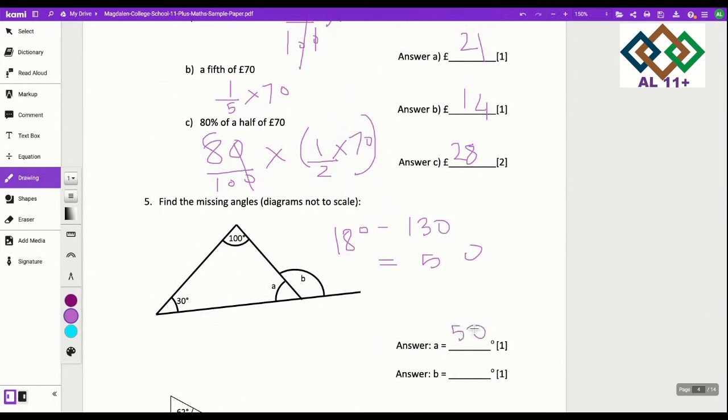You also have to find what is B. Again, B would be 180 minus 50 because you guys have found that out. So then you just have to do 180 minus 50. That's 130.